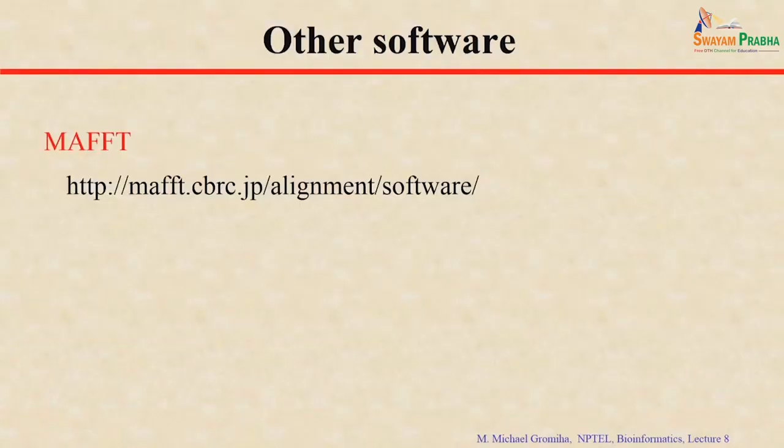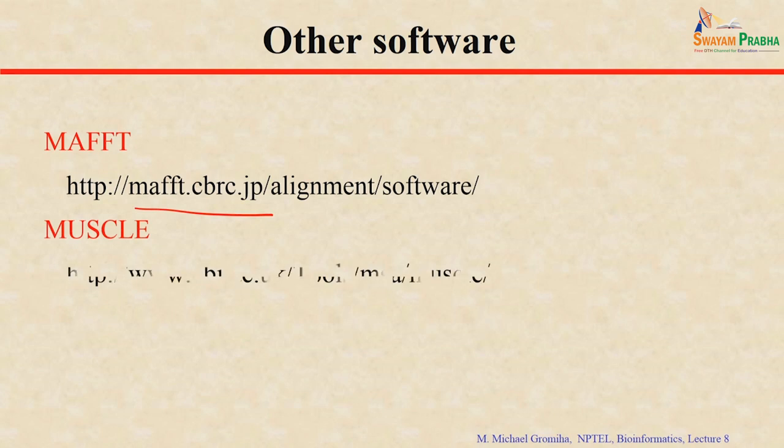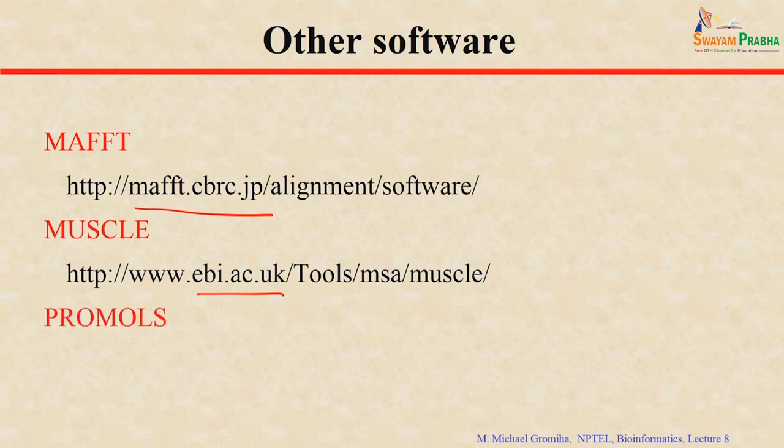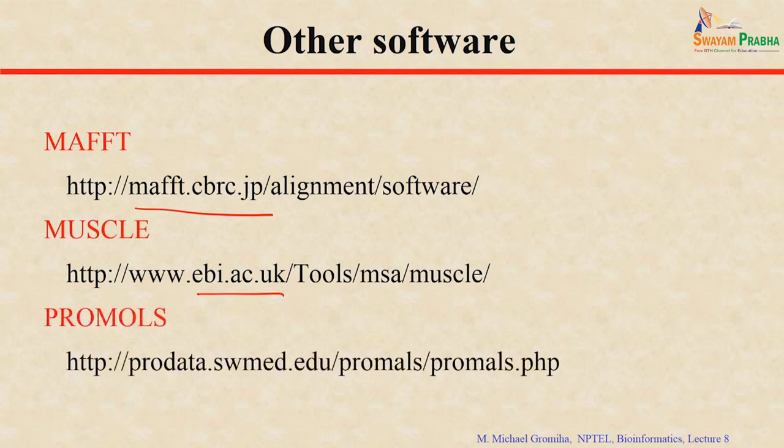There are several other software available in the literature which can also be used for multiple sequence alignment. For example, MAFFT, available at this website cbrc.jp, and MUSCLE, also one of the widely used programs. You can see this is in the UK, so you can use MUSCLE, and PROMALS is another software you can also use for multiple sequence alignment.